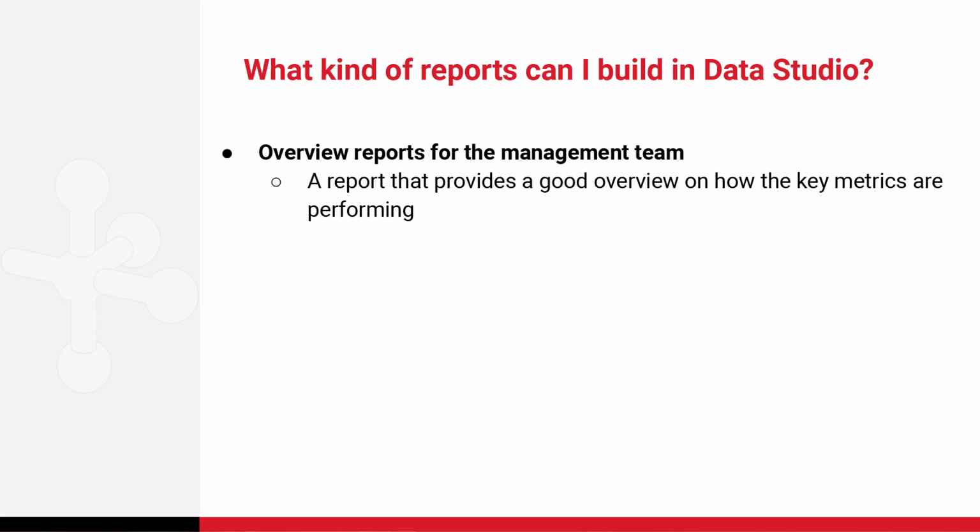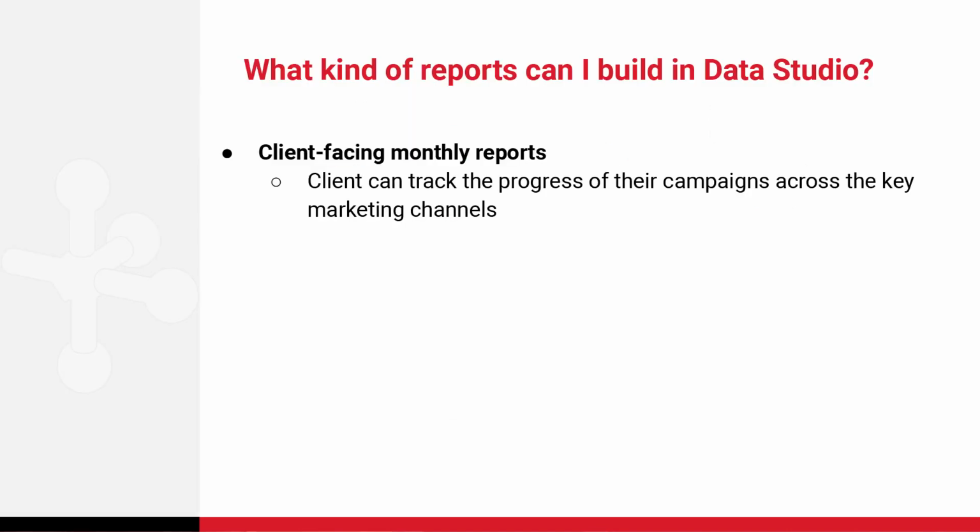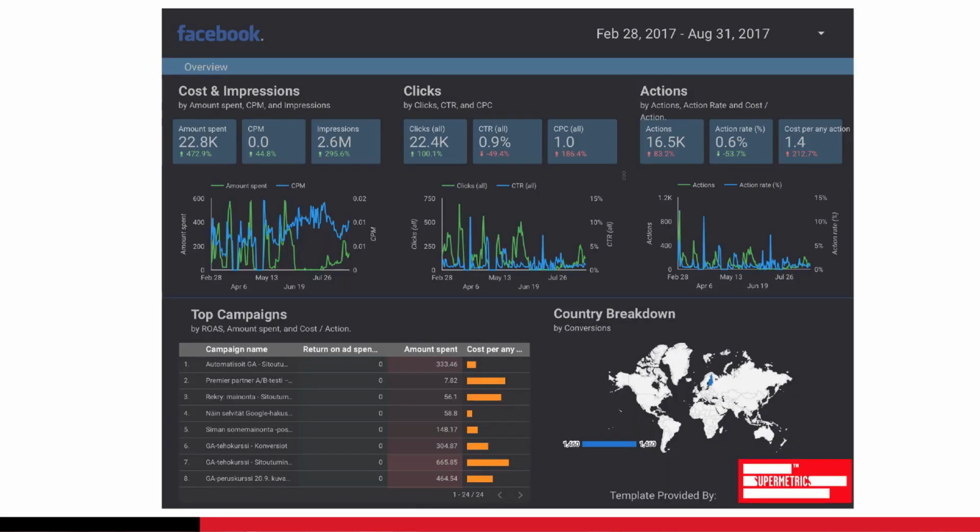First of all, let's answer the question, what kind of reports can you build in Google Data Studio? These are overview reports for the management team or reports which provide a good overview of how your key metrics are performing. Page analytics report is a good example of such reports. Another report type very popular in Data Studio is client-facing reports. So these reports help the client check the progress of their monthly campaigns across the key marketing channels performance.